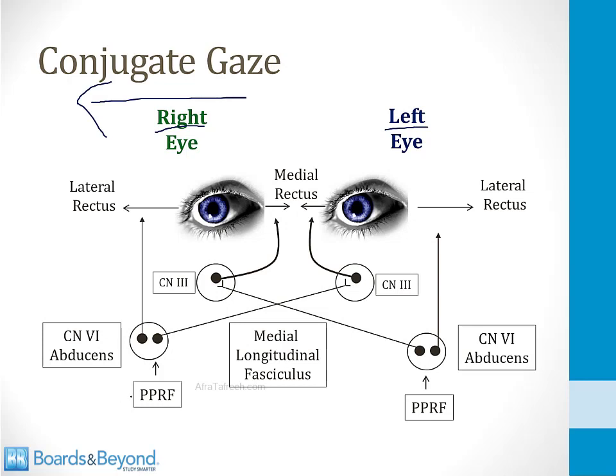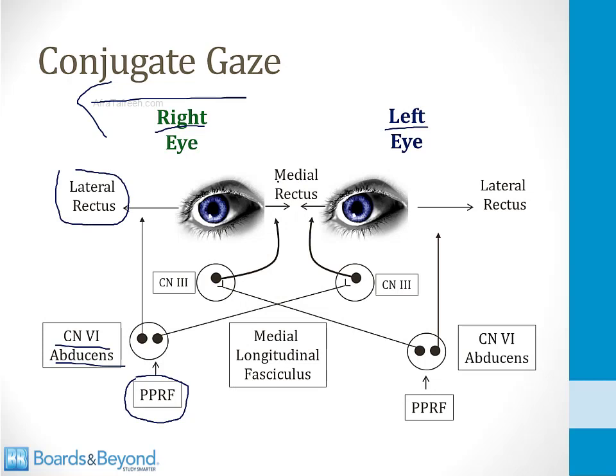This process will begin in a structure in the brainstem called the PPRF, which is the paramedian pontine reticular formation. This structure will send signals to the nucleus of cranial nerve 6, the abducens nucleus. That nerve innervates the lateral rectus of the right eye, so it will move the right eye to the right, which is what we want to do.